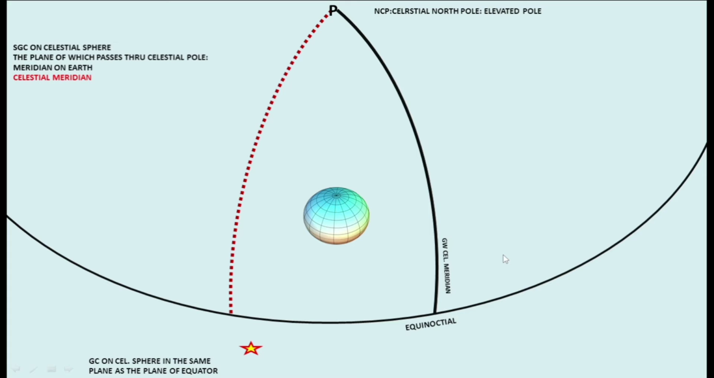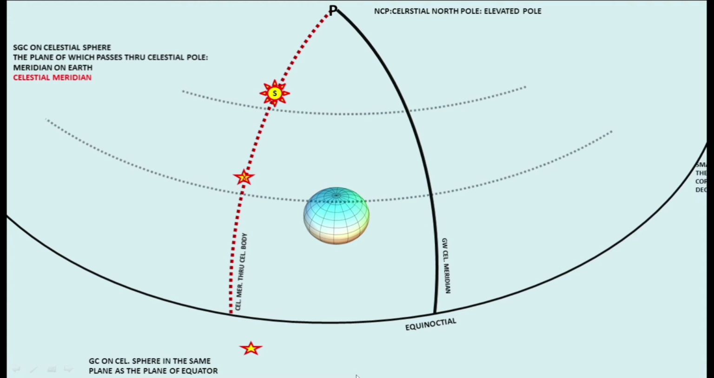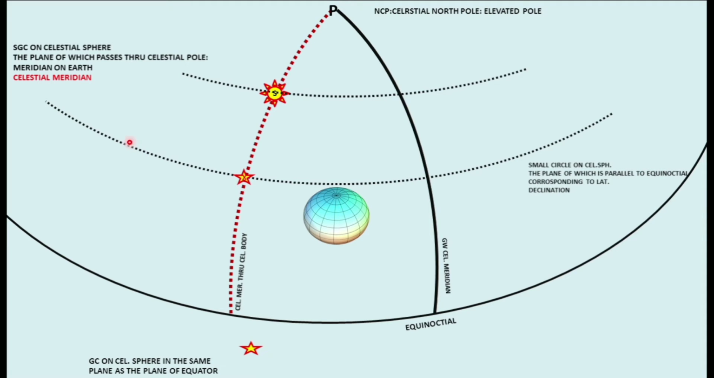We talked about celestial meridians. So here are two celestial meridians. One is your Greenwich celestial meridian, and another is just a meridian here, which is passing through two celestial bodies here. And parallel of declinations, small circles parallel to the equator, equinoctial. Declination is the arc of the celestial meridian contained between equinoctial and the body. It corresponds to the latitude on Earth.